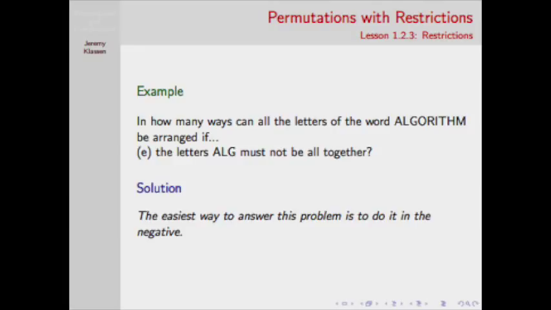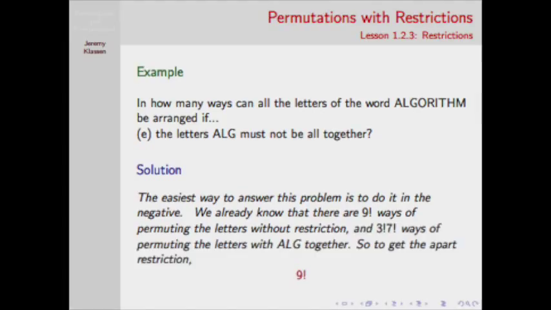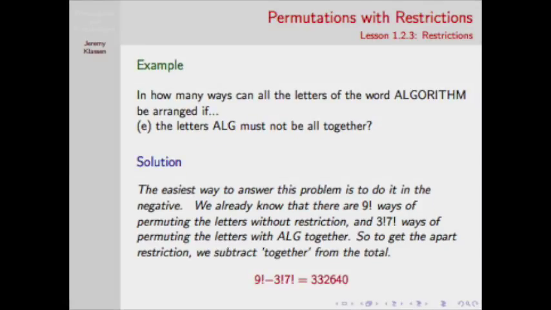So from earlier in this problem, we know that there are 9 factorial ways of permuting the letters in this word without restriction, and that there are 3 factorial times 7 factorial ways of permuting the letters with the ALG together. So now, to get the restriction where they're apart, we'll subtract the number of together restrictions from no restrictions to get 9 factorial minus 3 factorial times 7 factorial, which gives us 332,640 different permutations where the letters ALG are not together.